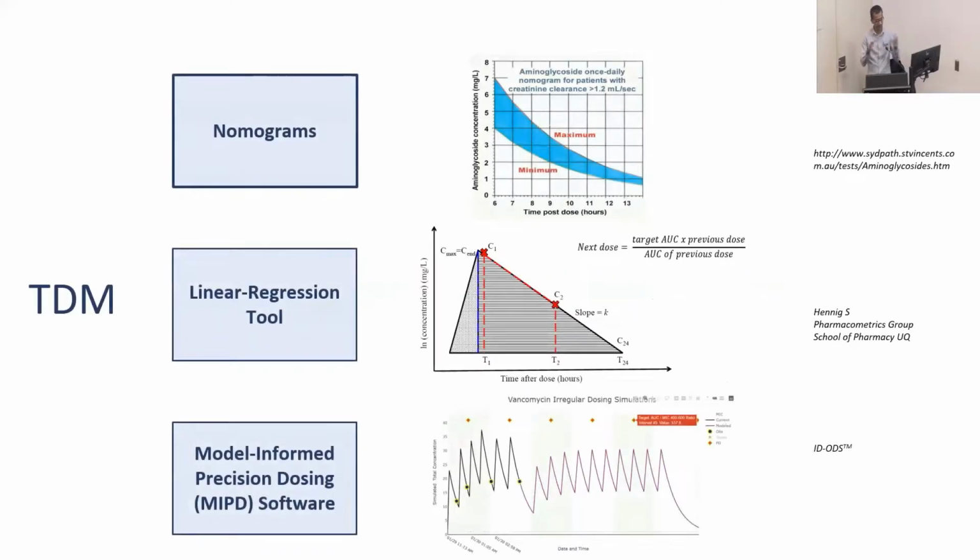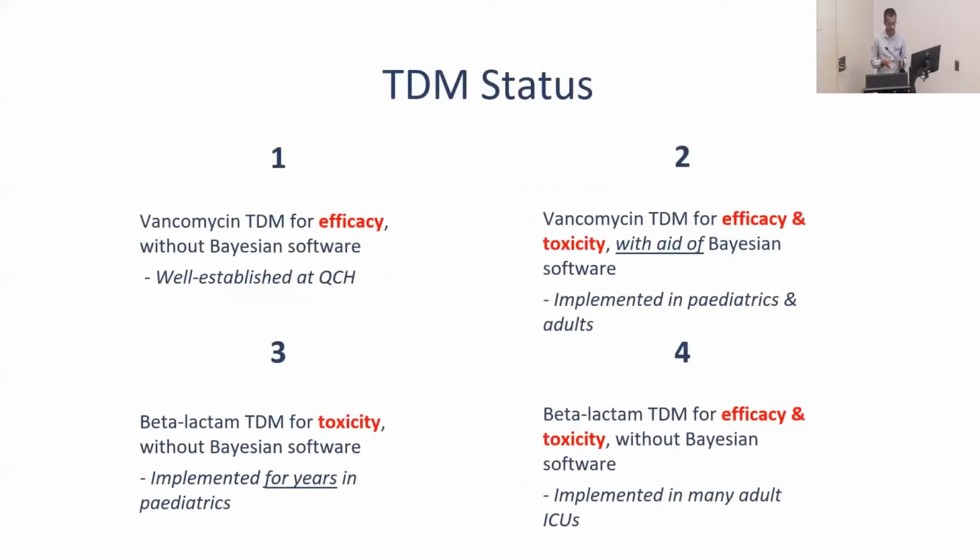I'm not going to go into detail about therapeutic drug monitoring. That's a talk in itself, and lots of others have given these talks. And this is a slide I borrowed of Quinn's. So you could have nomograms, you could have linear regression, but of course you can have model-informed precision dosing. This is the current state of play for TDM.